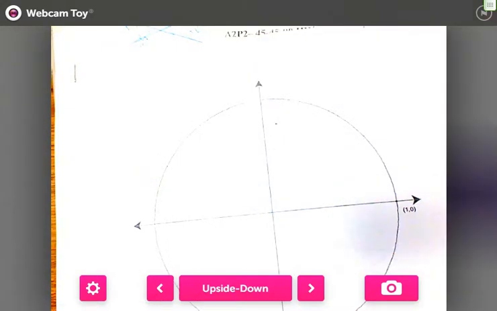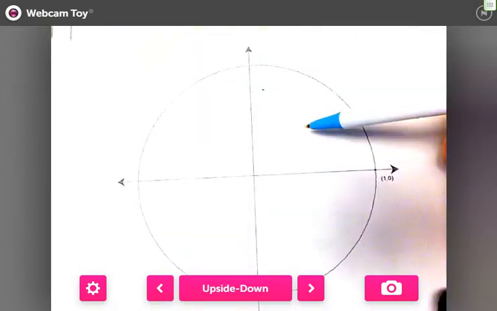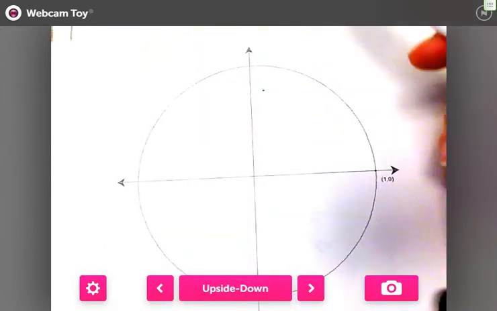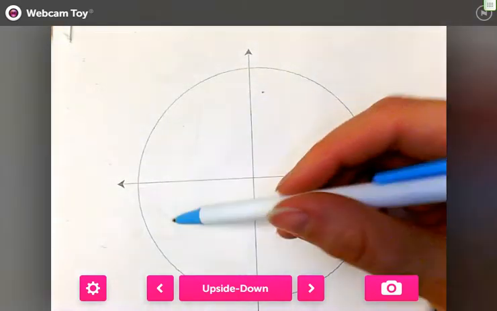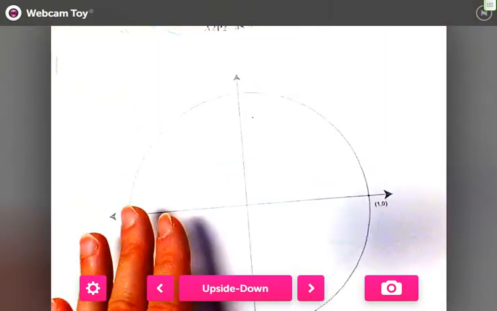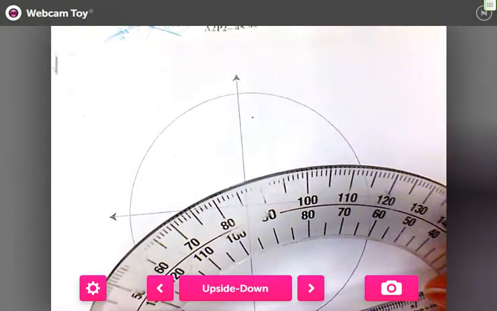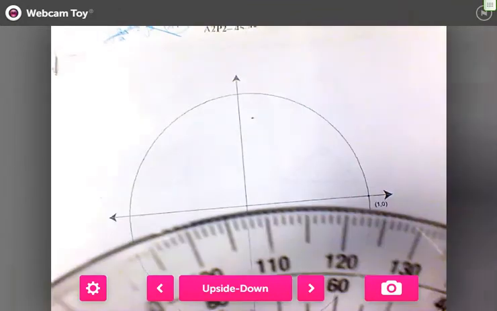Okay? So, the first thing I'm going to do is look in the first quadrant. If we look at a unit circle, it's broken up like a graph where this is quadrant 1, quadrant 2, quadrant 3, quadrant 4. We're going to look in quadrant 1, and we're going to make a 45-degree angle. A lot of you probably don't remember how to use a protractor, so let's pay careful attention.